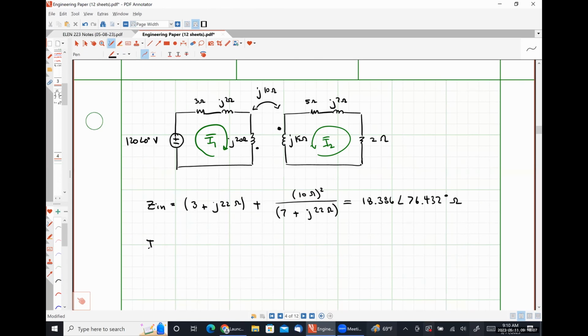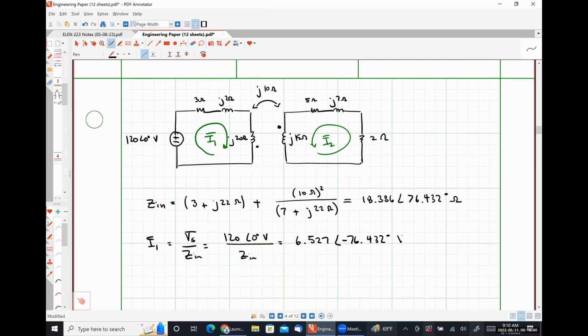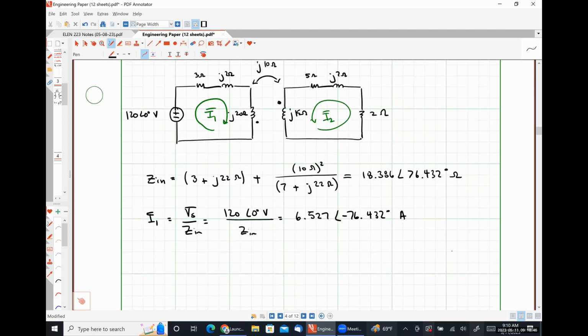So I1 should just be Vs divided by Zn: 120 angle 0 degree volts, divided by that number that I'm too lazy to write down again. That's 6.527 angle negative 76.432 degrees amps, sorry. And now the only thing that I would have left to do would be to find the current I2.